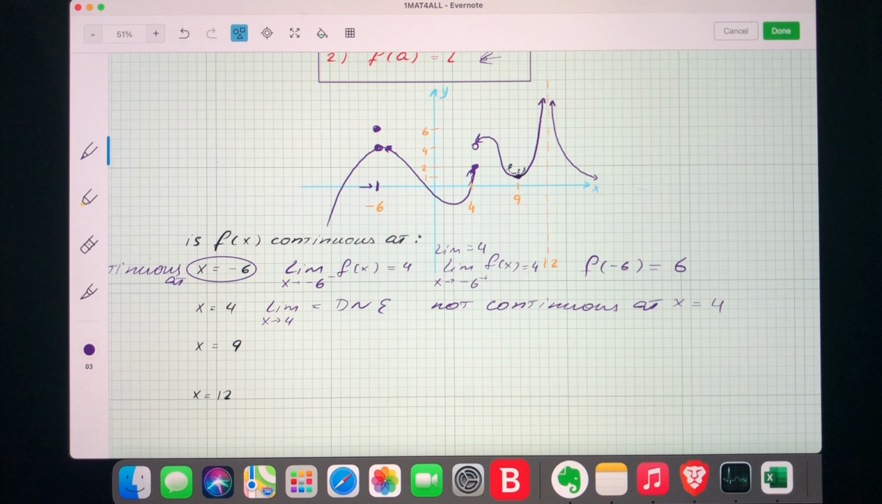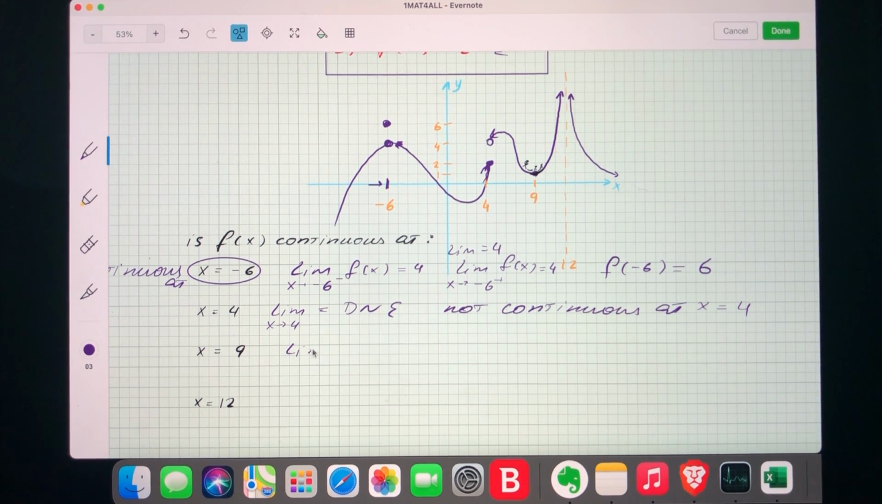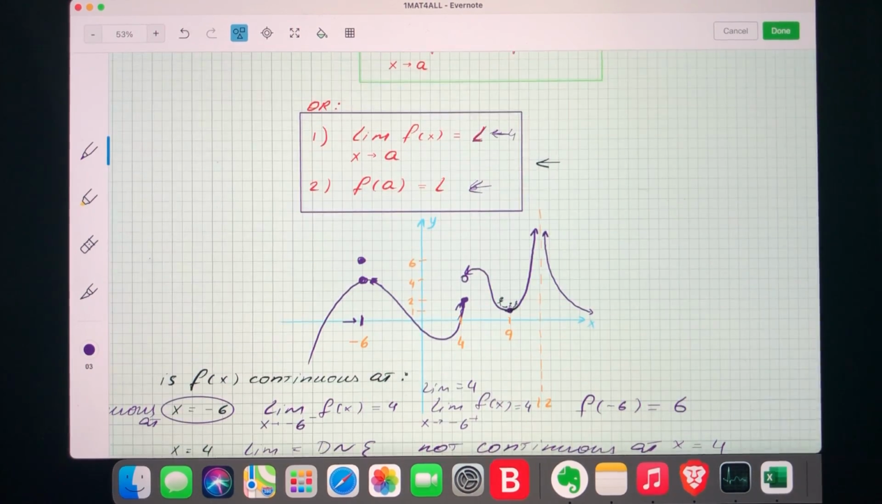Now what about 9? Well, at 9 everything looks good, because the limit as x approaches 9 from both sides is equal to 1. And the value at 9 is also equal to 1. So as we approach 9 from the left and from the right, the height is equal to 1. And as we step on the point, the height is also 1, which means the function is continuous at x equals 9.